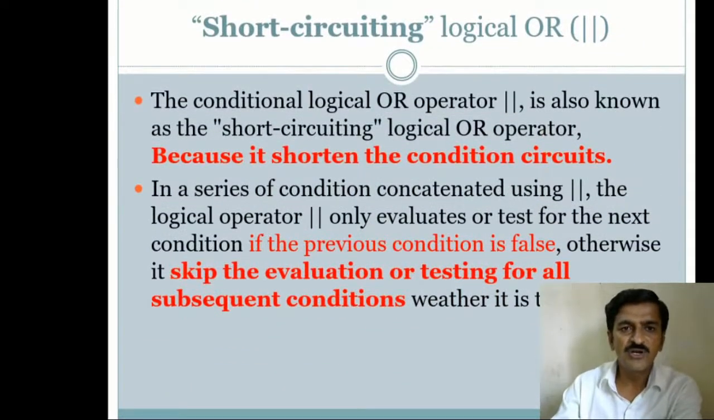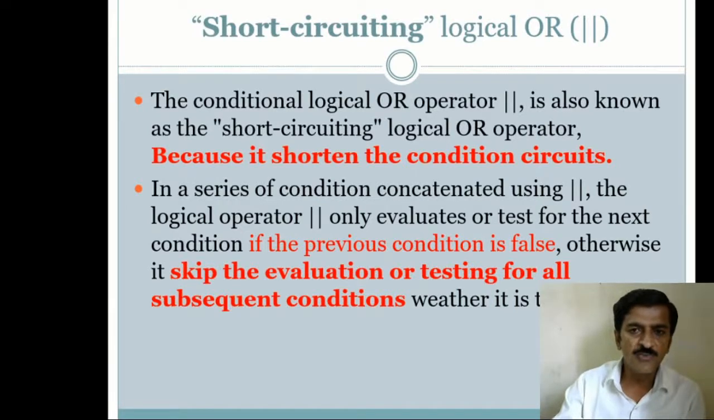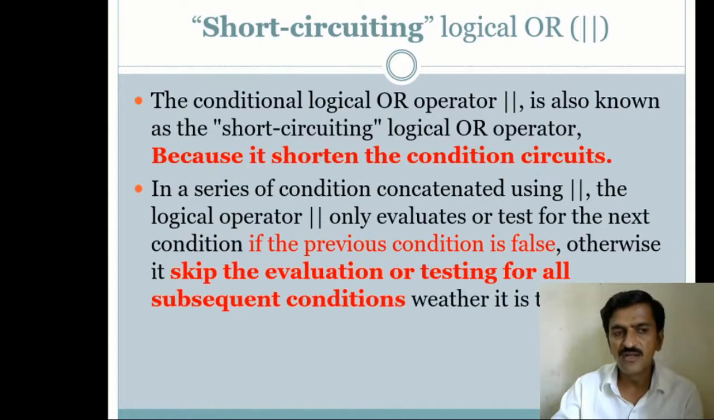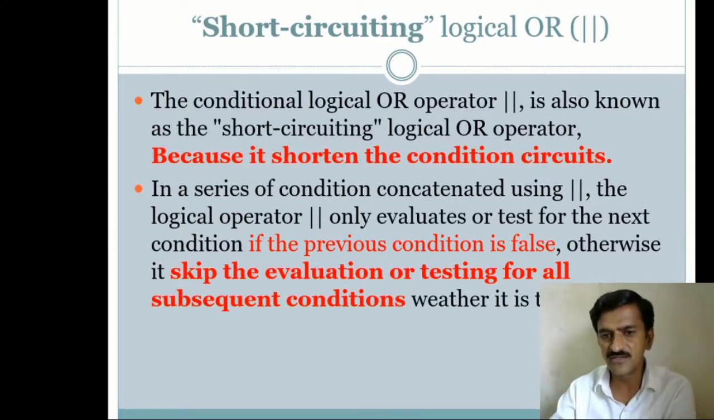Then the next short circuiting operator is logical OR. The conditional logical OR operator is also known as the short circuiting logical OR operator. Why is it so? Because it is short on the condition, as we discussed before. In a series of conditions concatenated using a double OR, the logical operator only evaluates or tests the next condition if the previous condition is false. If the first condition is false, then only is there a need to evaluate the second condition.